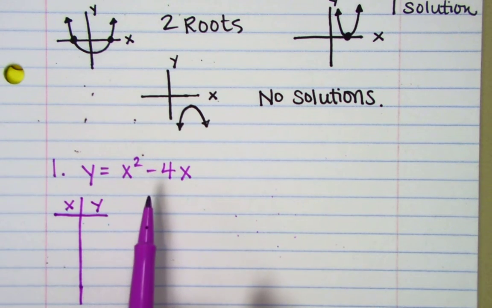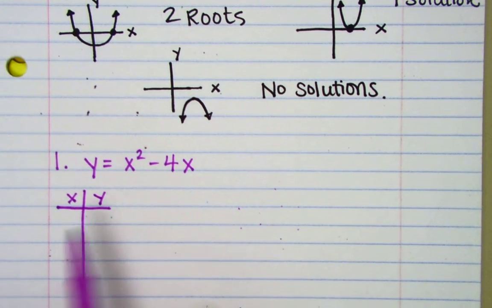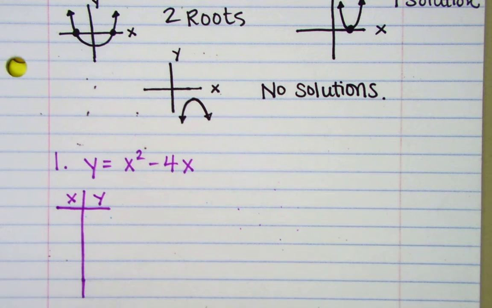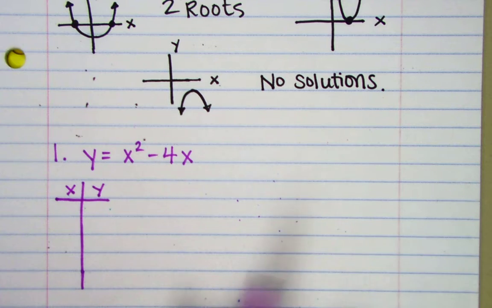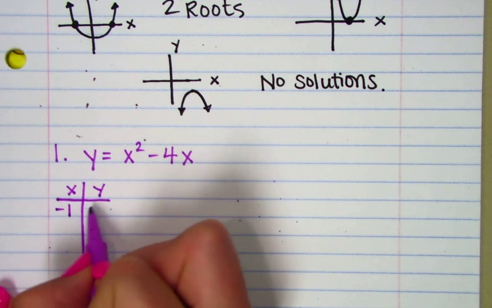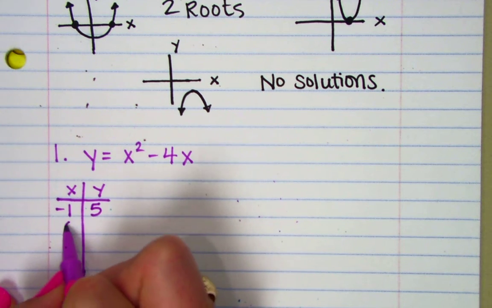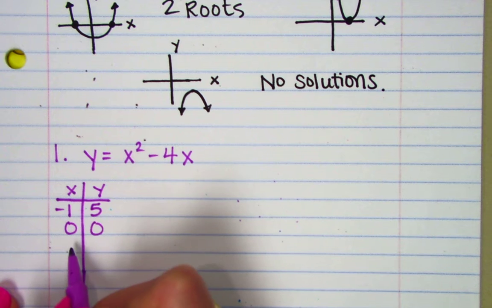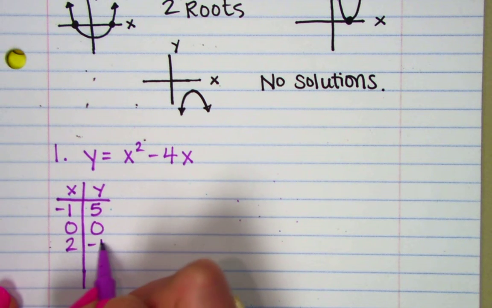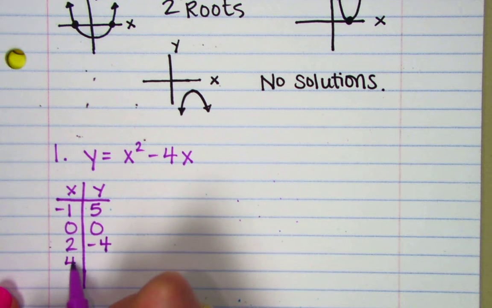Now, if I put this into y equals and I look at the table, these are the numbers that I'll see. But instead of doing that, so we can save a little bit of time, I'm just going to tell you what the points are. Okay, we've got -1, 5. We've got 0, 0. We've got 2, -4. We've got 4, 0.